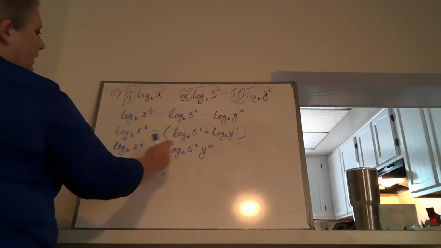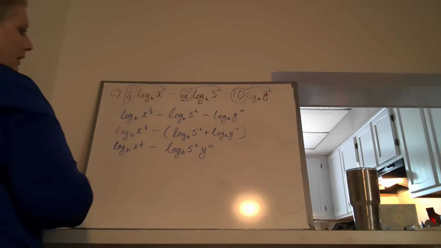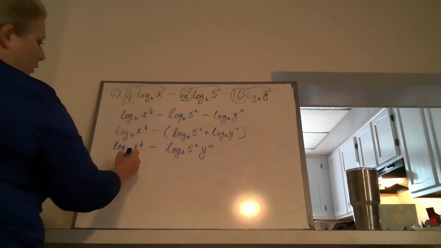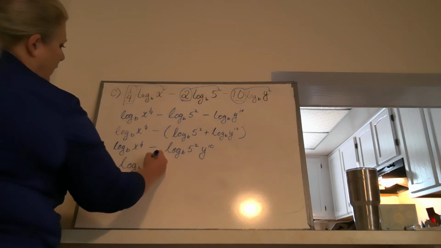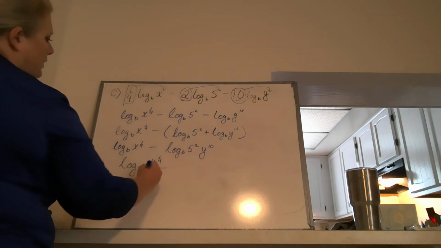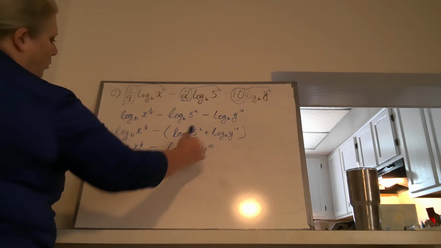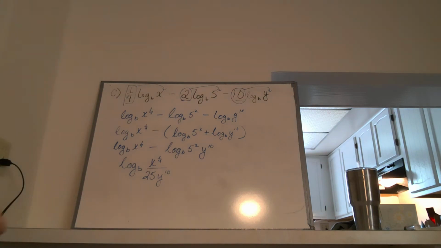So now I've just got a log base b of this minus a log base b of that. And we're going to make it a division problem. So it's going to be the log base b of x to the 1/4 over, well, 5 squared is 25, y to the 10th. Okay, that would be a perfectly acceptable final answer.